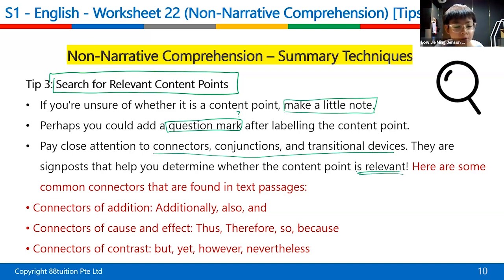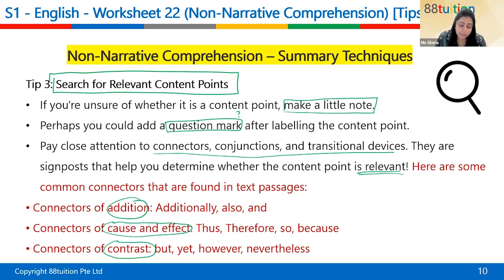Here are some common connectors that are found in text passages. Connectors of addition: additionally, also, and. Connectors of cause and effect: thus, therefore, so, and because. Connectors of contrast: but, yet, however, nevertheless. All right, so connectors will help you to understand whether they are saying a different point, the same point, or an effect point. Okay? All right, thank you.